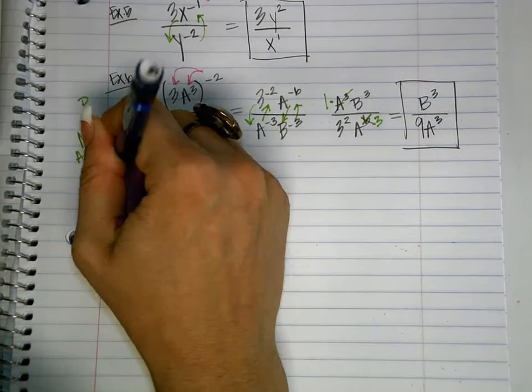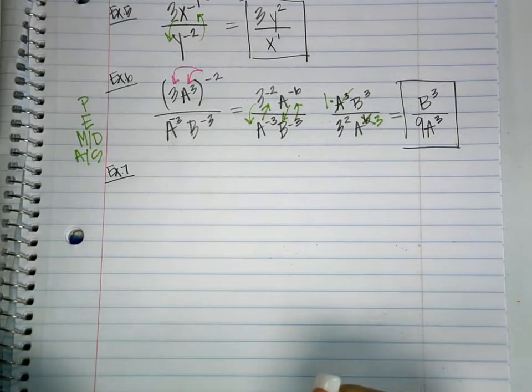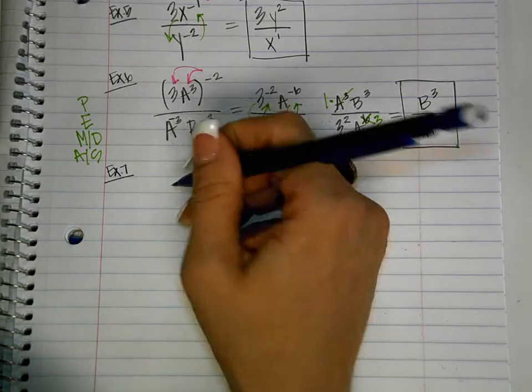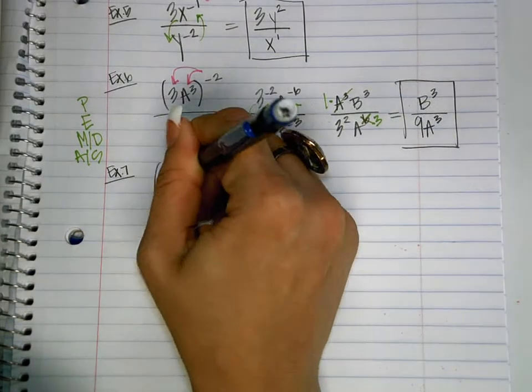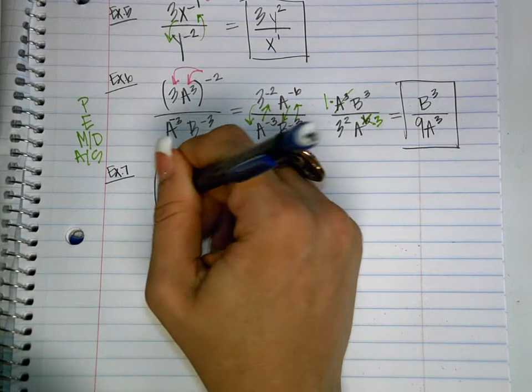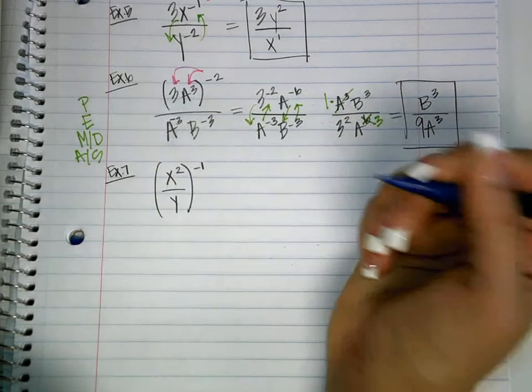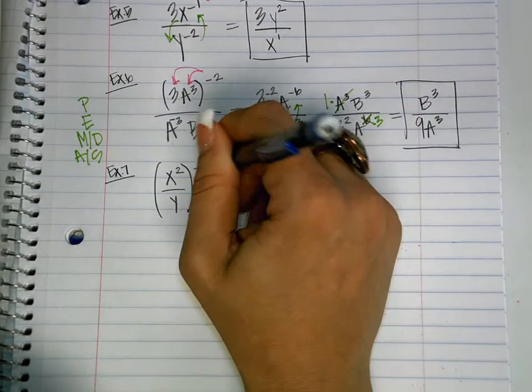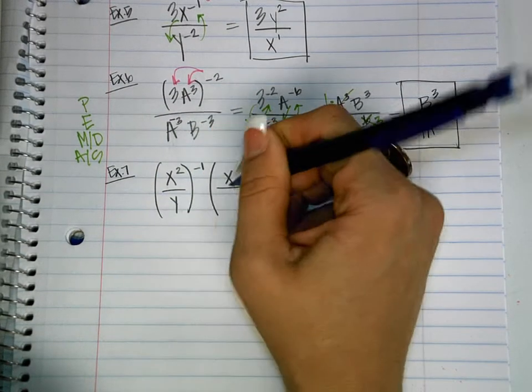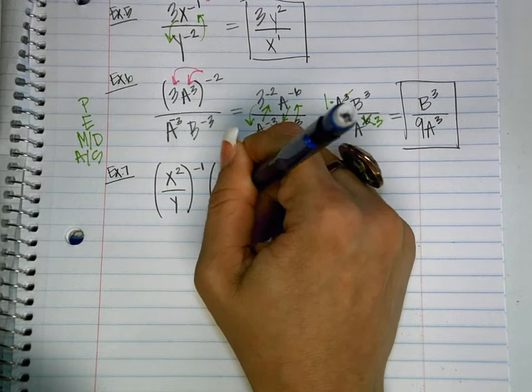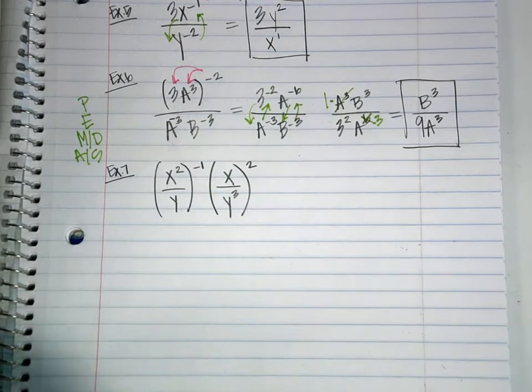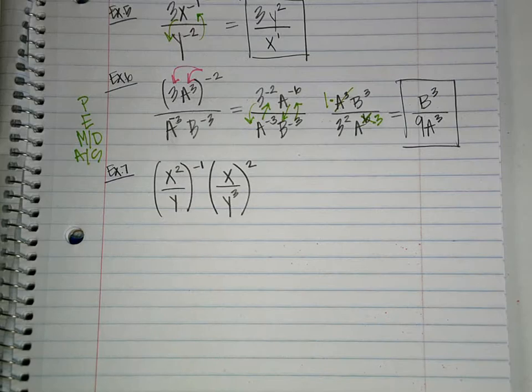Okay, for number 7, let's try another one. How about, in parentheses, x squared over y raised to the negative 1 power multiplied by, again in parentheses, x over y cubed squared. X squared over y raised to the negative 1 power multiplied by x over y cubed squared.